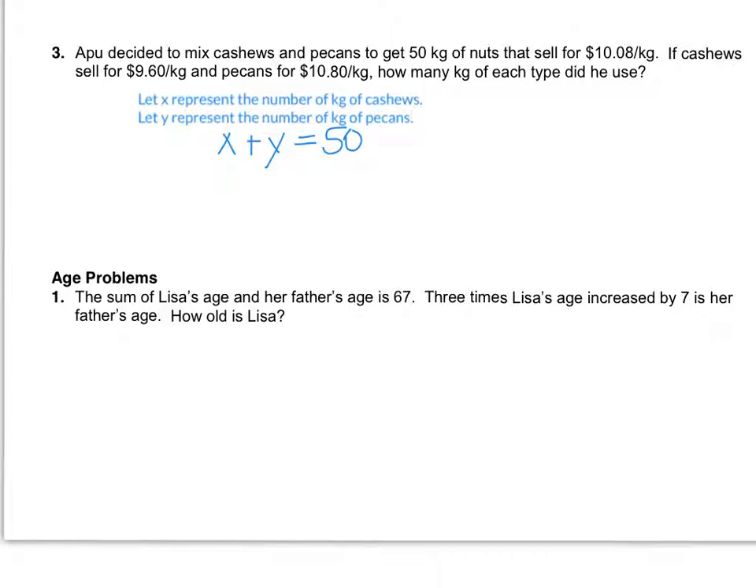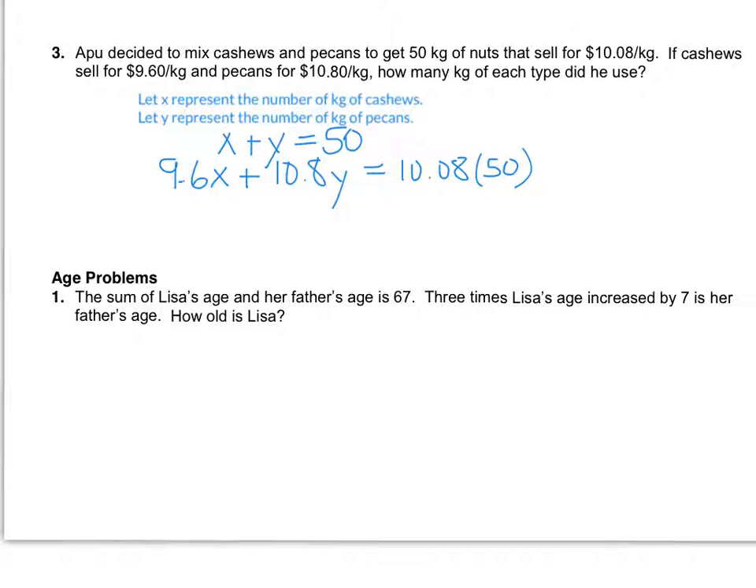So cashews, which is my X, are selling for $9.60 for every kilogram. So if X is the number of kilograms, the price of the cashews should be 9.6 times the mass of the cashews. So 9.6 is our price per kilogram times the number of kilograms of cashews, which is X. To that, we're going to add the pecans, which sell for $10.80 per kilogram, and there's Y kilograms for that one, and that has to give us the total, and our total is selling for $10.08 per kilogram, and we have a total of 50 kilograms.